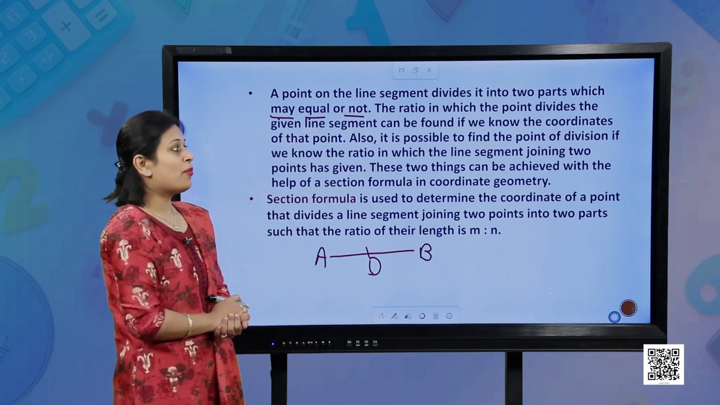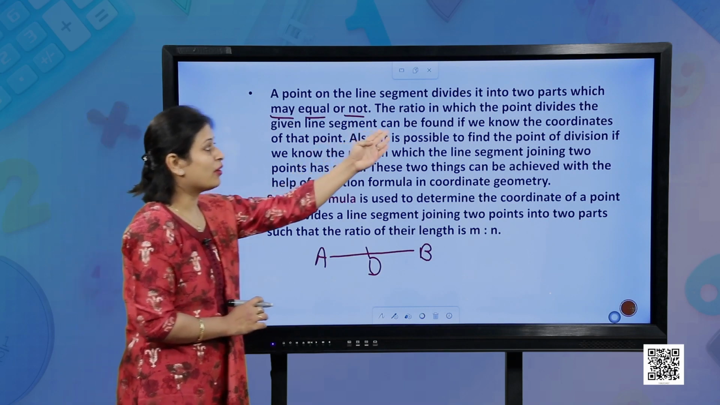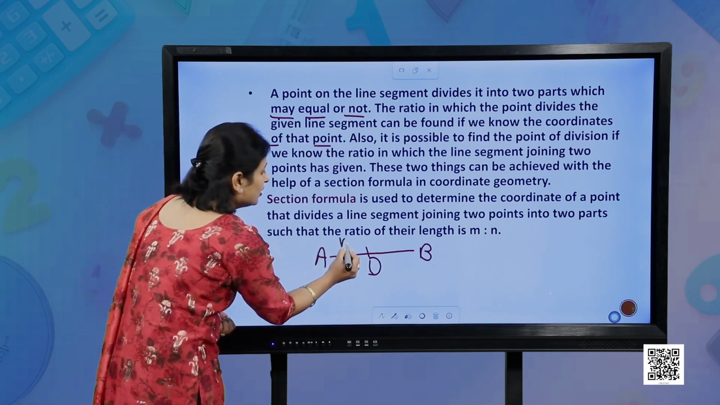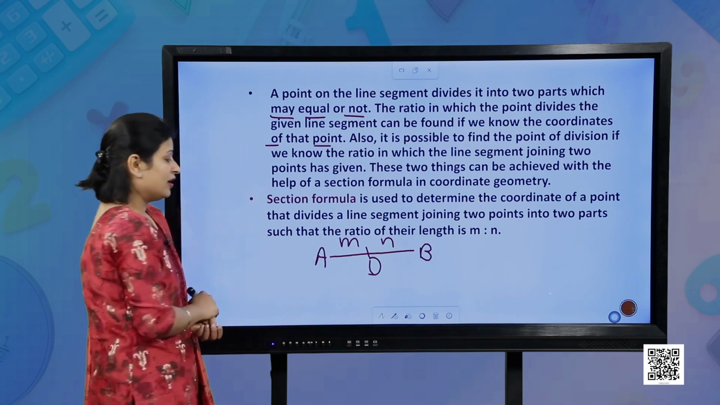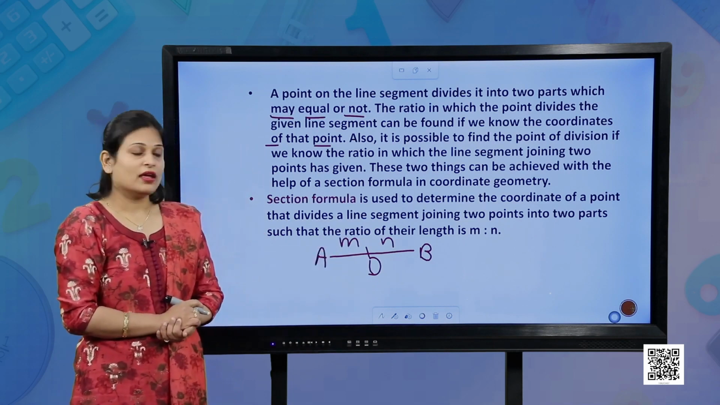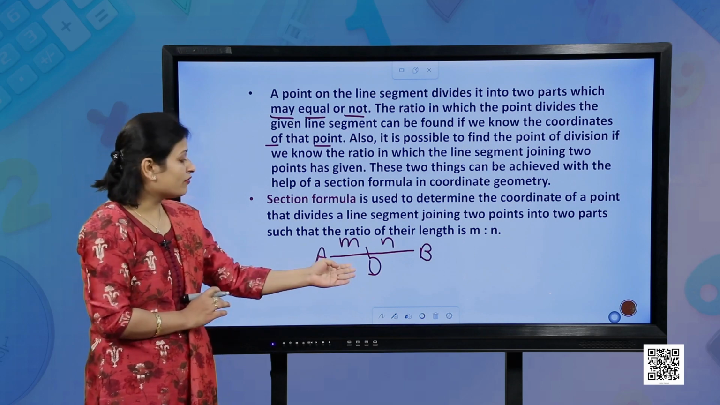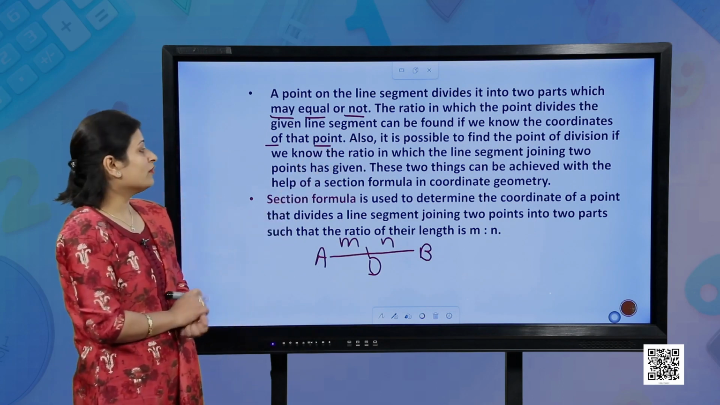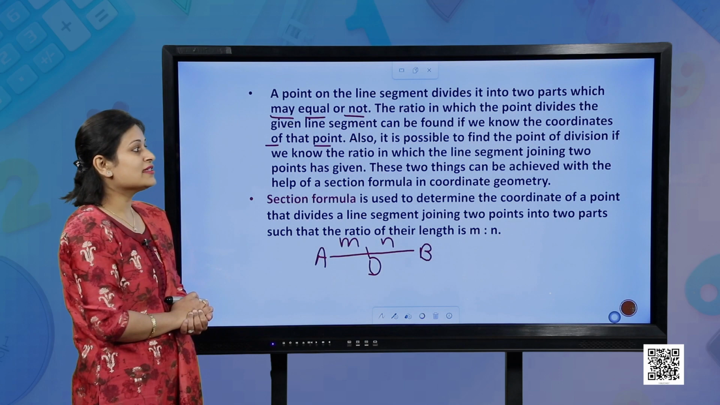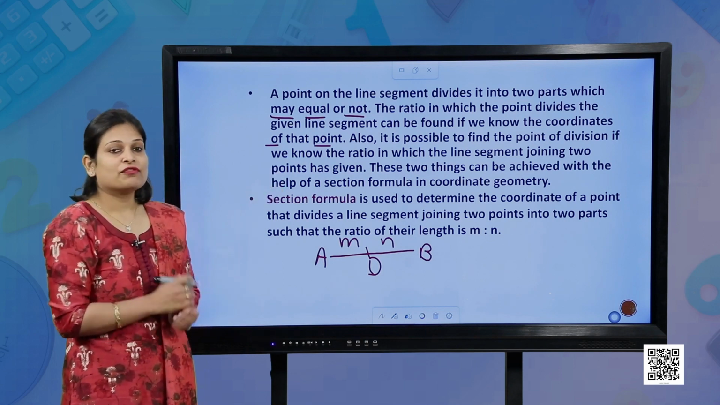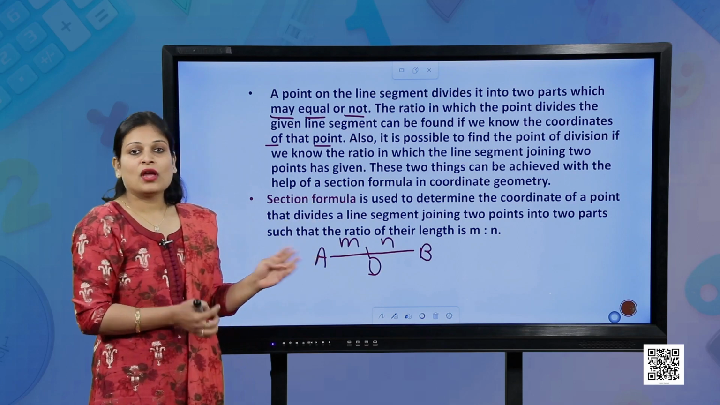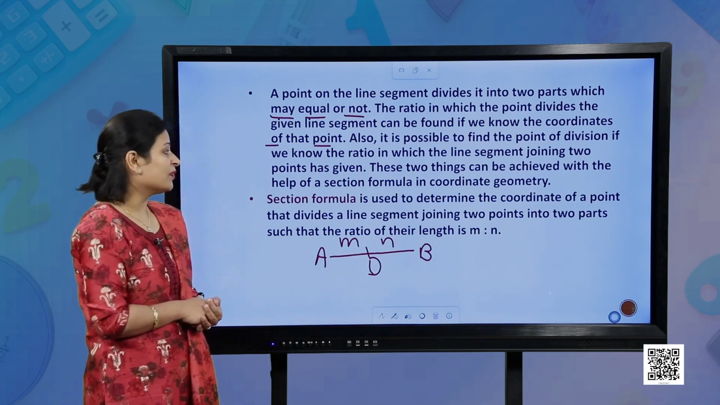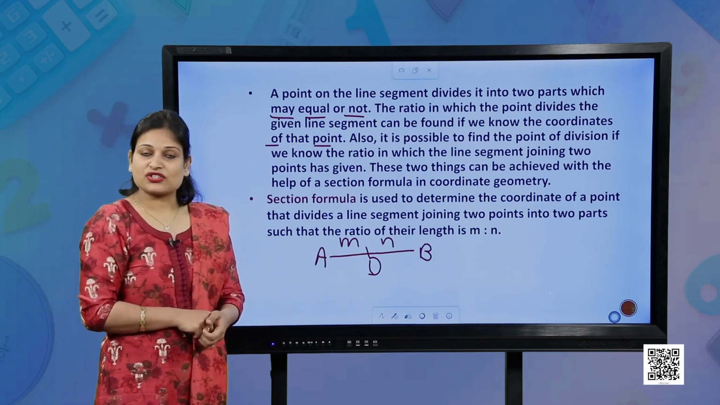The ratio in which the point divides the given line segment can be found if we know the coordinates of that point. Suppose the line segment AB is divided in the ratio m is to n and I need to find out the coordinates of the point D. I can find it out. Also, it is possible to find the point of division if we know the ratio in which the line segment joining two points is given. If I know the point, I can find out the ratio, or if I know the ratio in which the line segment is divided, I can find out the point D. This is only possible with the help of the section formula.